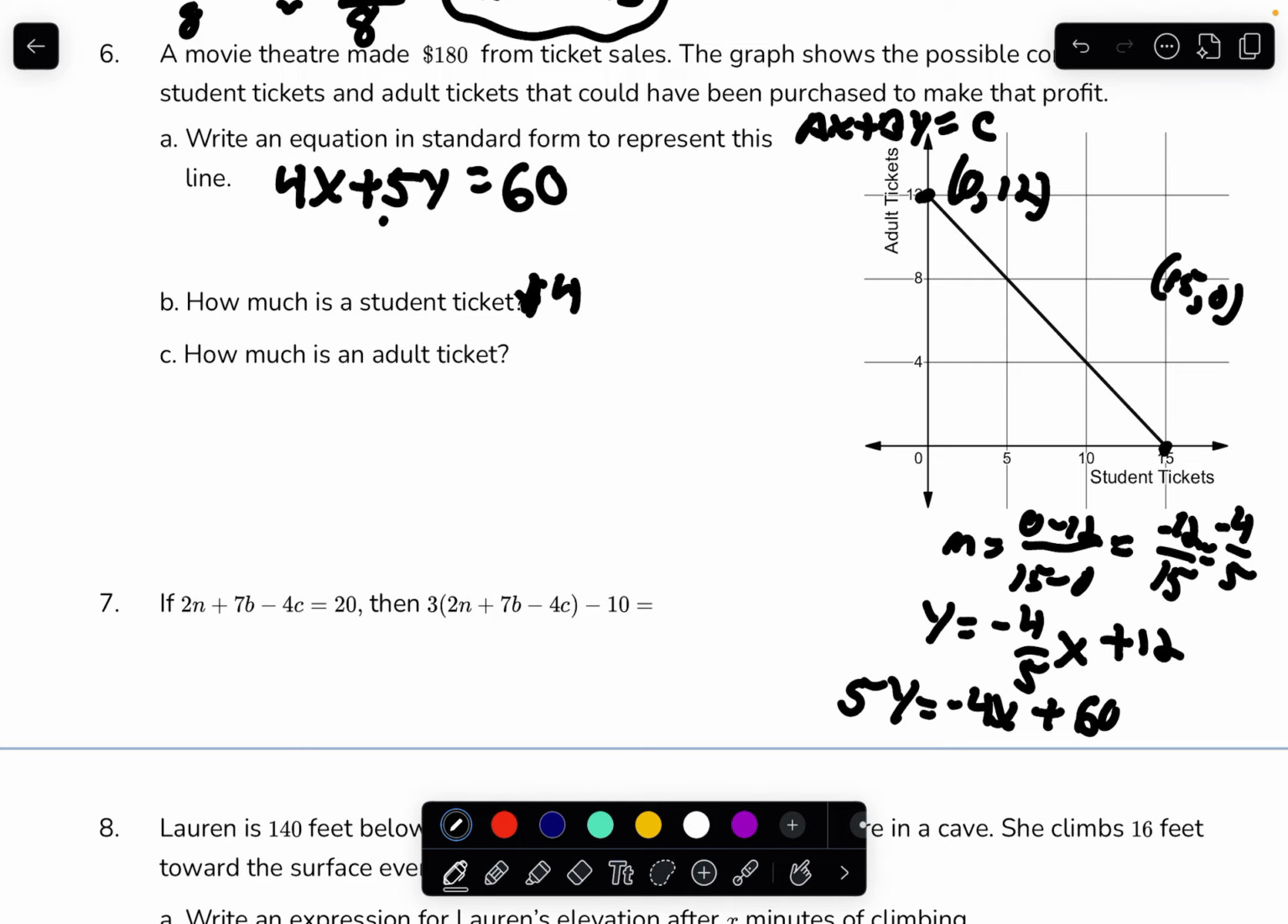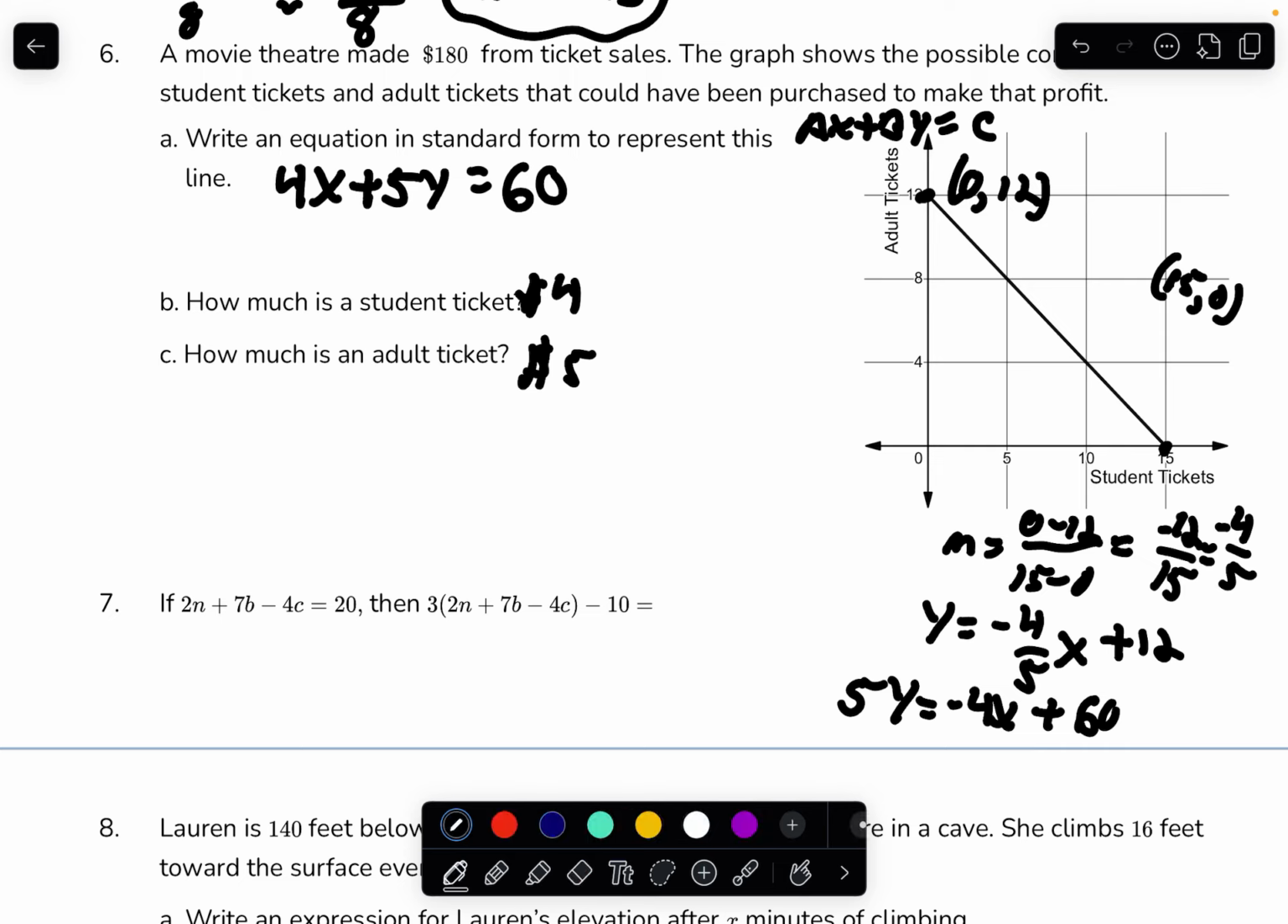The student ticket is 4. Yes, it is. It's the X. The adult tickets, which is Y, is $5. Because it's the number, oh, not Y, just 5, because that's the number in front of Y, the number of adult tickets. Okay? So that one you got to be careful with.